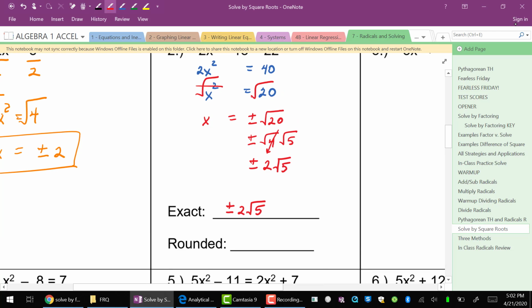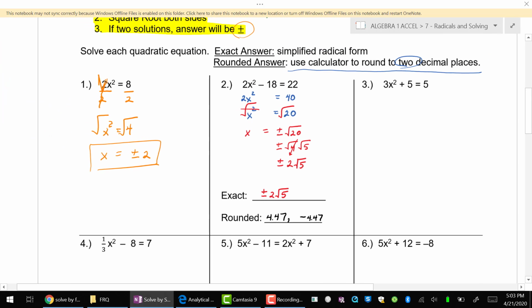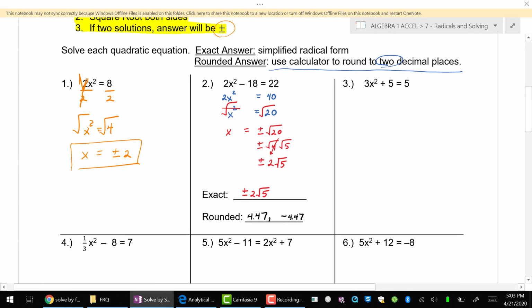So how do we find the rounded answers? Well, for those, we're going to go into the calculator, and I'm going to simply type in on the home screen 2 times the square root of 5, and I'll press enter. My answer here is 4.472. I'll round that to 4.47. And then negative 2 times the square root of 5 will be the same number, but just negative. So negative 4.47. So the exact answer and the rounded answer.